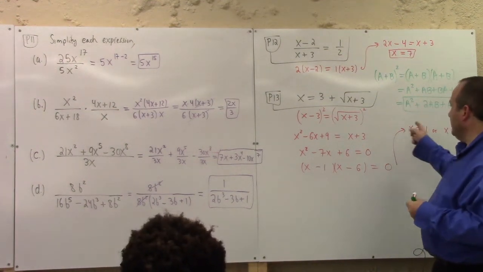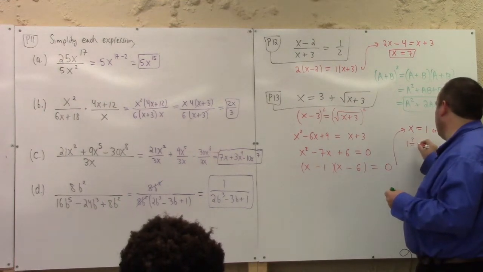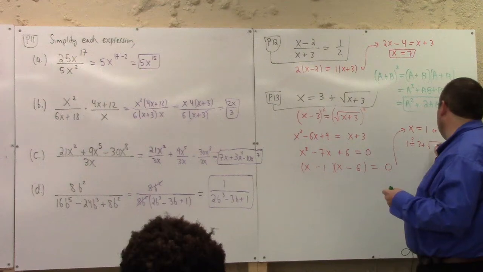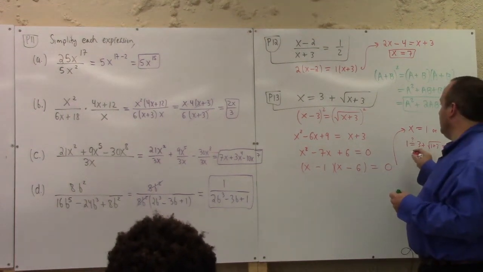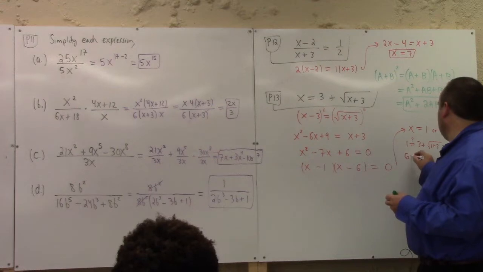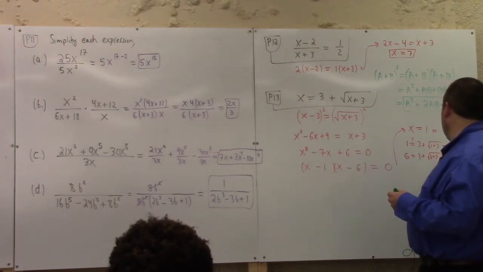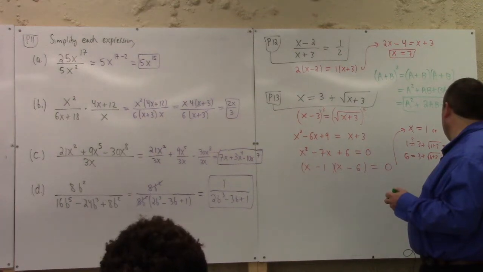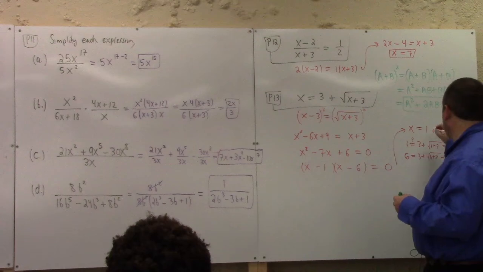So plug in 1, does it work? Is 1 equal to 3 plus the square root of 1 plus 3? In other words, is it equal to 5? No, right? Is 6 equal to 3 plus the square root of 6 plus 3, which is, by the way, 3 plus 3? Yes. So the answer: 1 is extraneous.